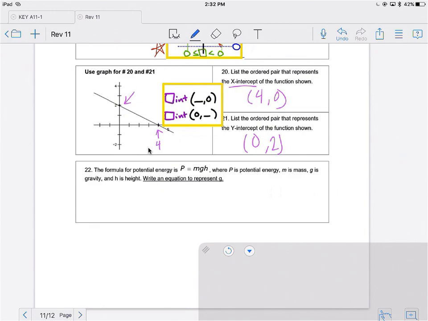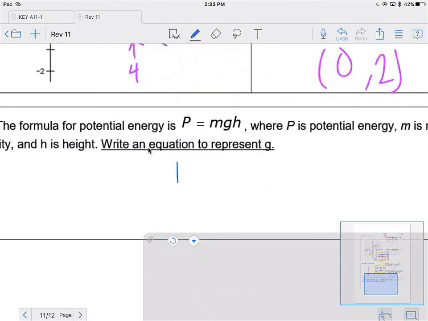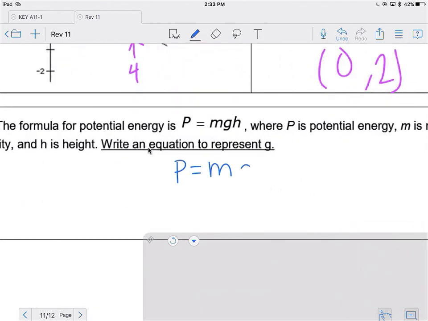22 tells us the formula for potential energy is P equals mgh, where P is potential, m is mass, g is gravity, and h is height. Write an equation to represent g. What that means is get g by itself. So g has a couple things on the same side. It has m and h. M and h do not have any operations shown, which means it's really multiplication. To get rid of multiplication, we divide.